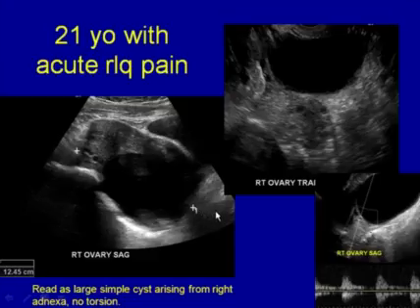So here's an example of where it can be helpful. This is a 21-year-old with acute right lower quadrant pain. She has a very large cystic mass lying posterior to the uterus and a little bit to the right. Her right ovary looked slightly enlarged, but not particularly abnormal, and you can see there was a normal Doppler signal obtained from the right ovary. So this was read as a large simple cyst arising from the right ovary, no torsion.